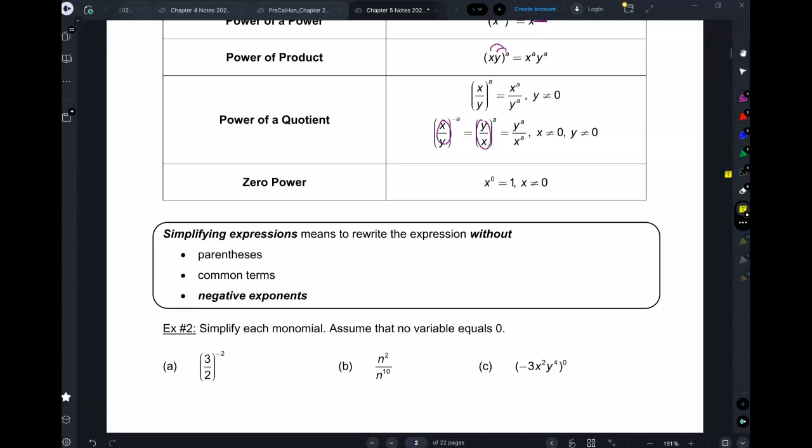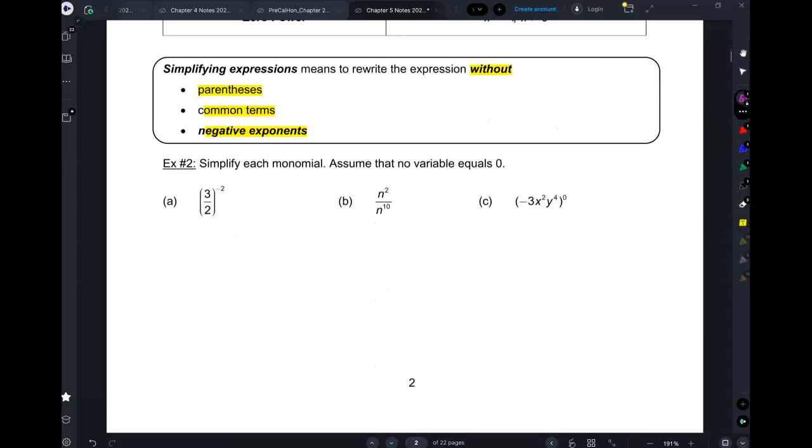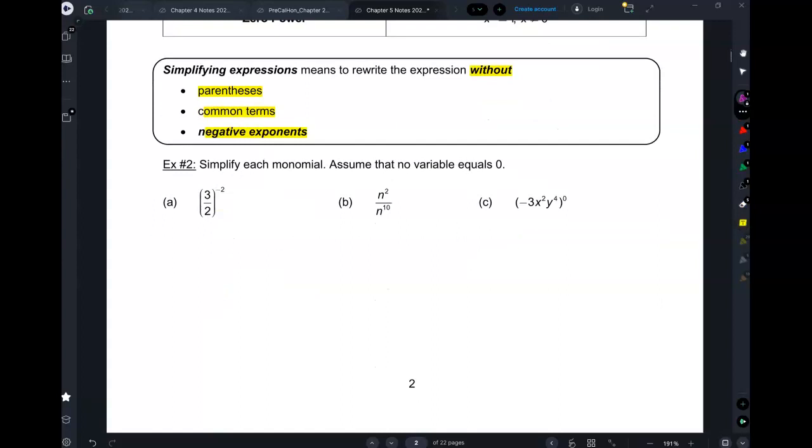Simplifying expressions. If I say to simplify expressions, what do I mean by that? It means you have to rewrite everything so that there are no parentheses, common terms, or negative exponents. All right? Okay. So here, 3 over 2 to the power of negative 2, because you have a negative 2, first you take the reciprocal. Taking the reciprocal makes the exponent positive, and then this will be 2 squared over 3 squared, so 4 over 9.